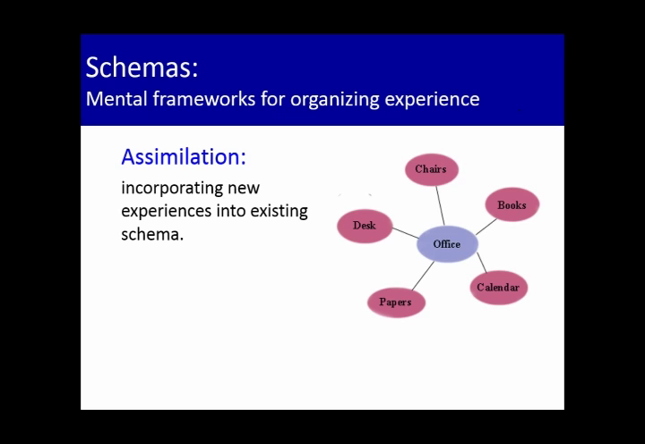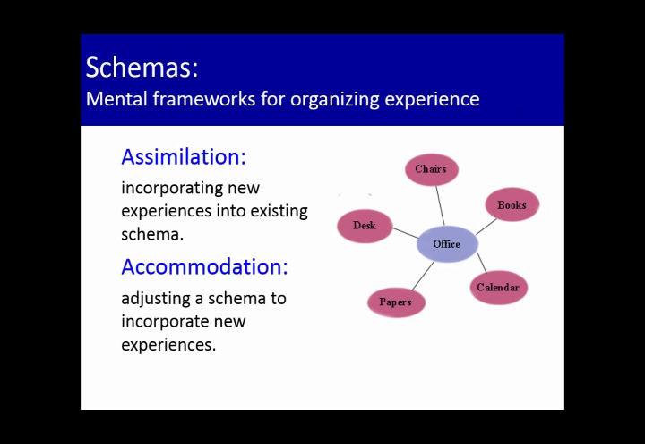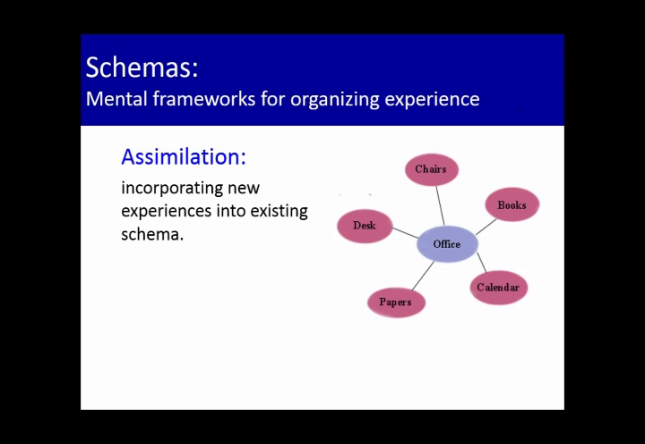Let's go ahead and talk about assimilation. I'll come back to that picture. Assimilation is the mechanism that allows you to incorporate new experiences into your existing schema. So we've got our understanding of the things that go into an office, and when we assimilate something new like a fax machine into an office, we say, well, that's just a piece of office equipment. We stuff it in here.